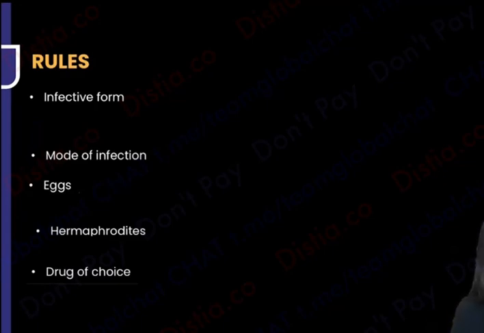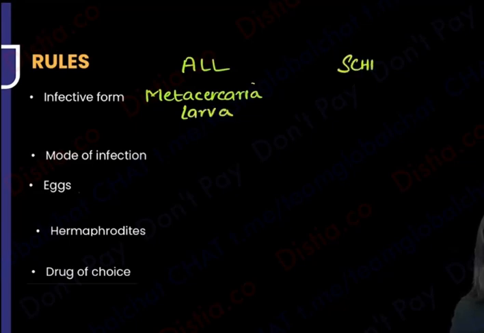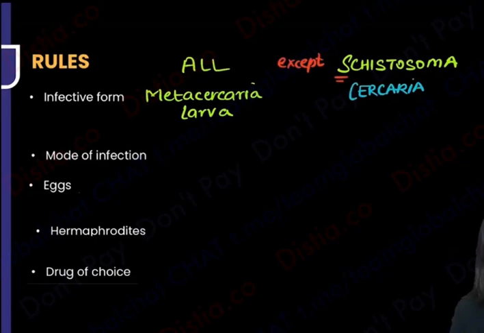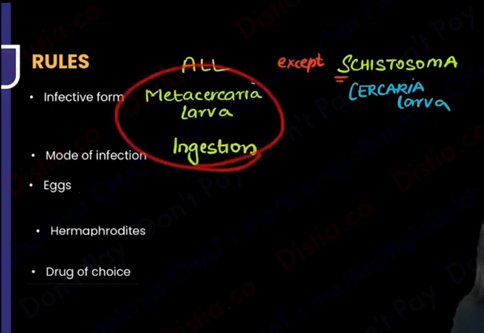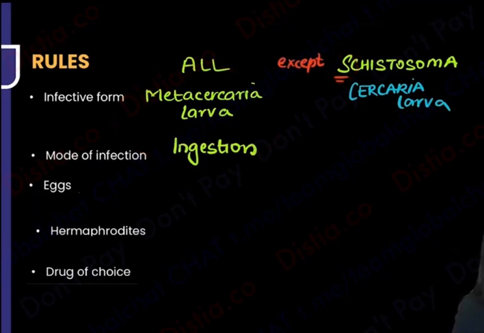Remember, the infective form for all is going to be the metacercaria larva. For all of them, it is going to be the metacercaria larva. However, if you ask me what it is for Schistosoma, Schistosoma is going to be an exception all throughout. Schistosoma says, no, I need something with an S sound. So for me, the infective form is going to be the cercaria larva. Point number one. Second, the mode of infection. For all of them, the mode of infection will be eating of the metacercaria larva, whereas Schistosoma says, no, I need something with S. So for Schistosoma, it's going to be skin penetration.